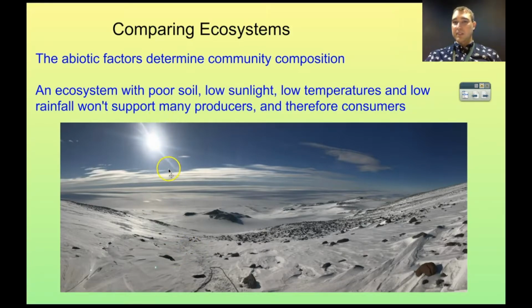During the year, the sun disappears below the horizon for a long period of time, so that would affect producers' ability to grow. It's very cold, and there's not much rainfall down in Antarctica. So that means that not many producers are present, and therefore there's not many consumers either. Where you do get animal life, it's at the edges where they can go into the ocean and feed there.